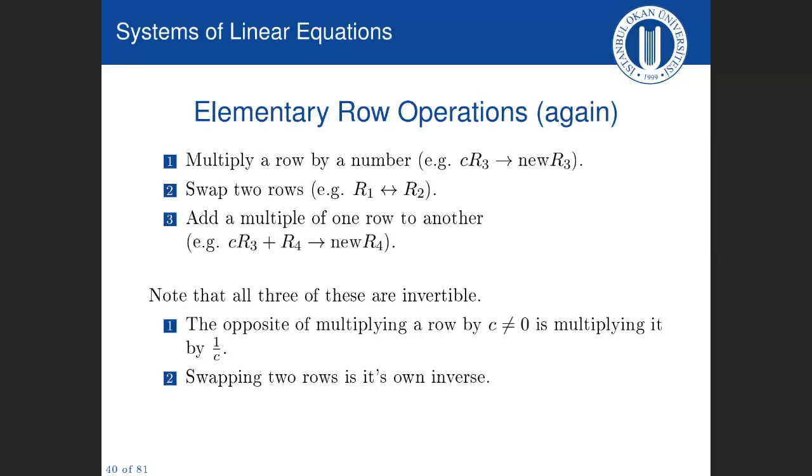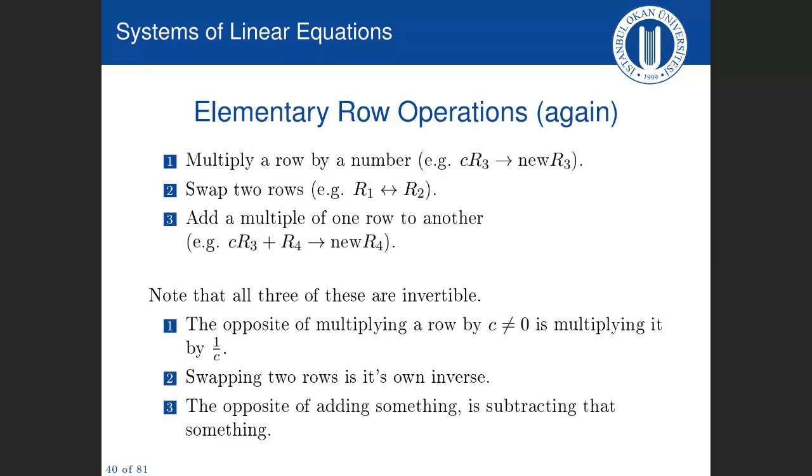What's the opposite of swapping two rows? Swap them back again. And what's the opposite of adding something? The opposite of adding something is just subtracting that something. Anytime we do one of these row operations, we can reverse it by doing the opposite.